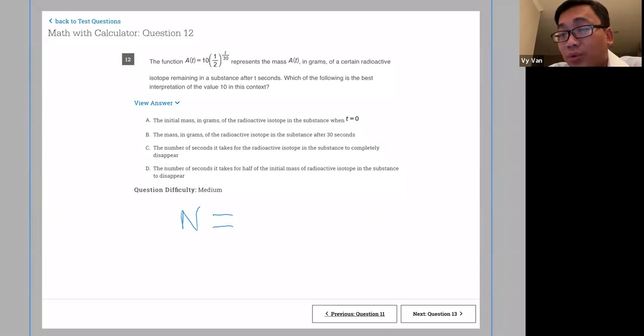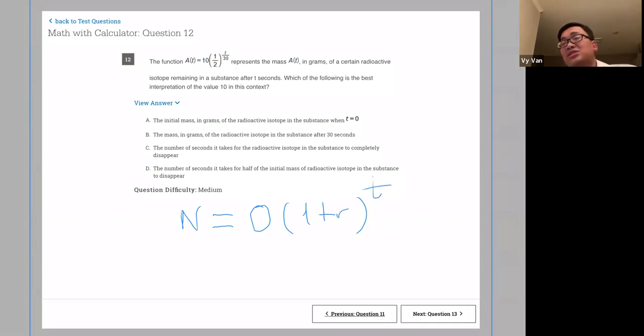Exponential decay model. So in general, we have new equals original times 1 plus r over t. So this is a general equation, okay? And it depends on the situation. We take t divided by whatever number, and the rate is different. So here, they're asking for the meaning of 10 only, okay? So 10 right there.